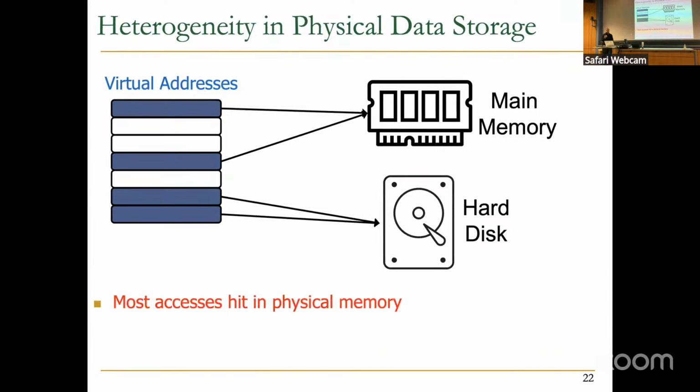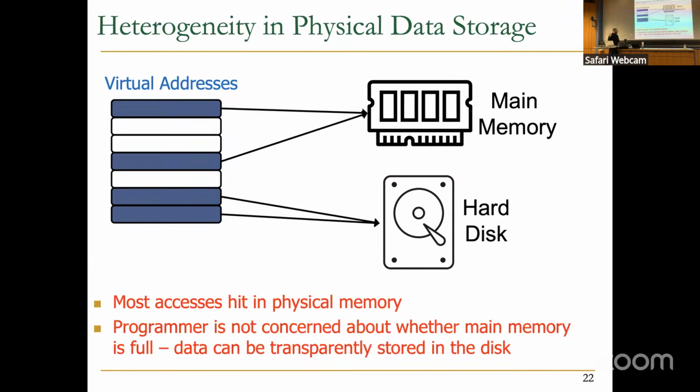In most modern systems, most accesses hit in the physical memory, and that's what we want. Because, as Onur and you have seen in most of the lectures here, we want the data to hit in memory. We want to find the data. It's best if we find them in the caches, of course, but we need to find them in the main memory because disk accesses are very expensive. But if the memory is full, then the programmer doesn't need to be concerned. The operating system and the system as a whole is going to move your data to the hard disk to make sure that you can run your program.